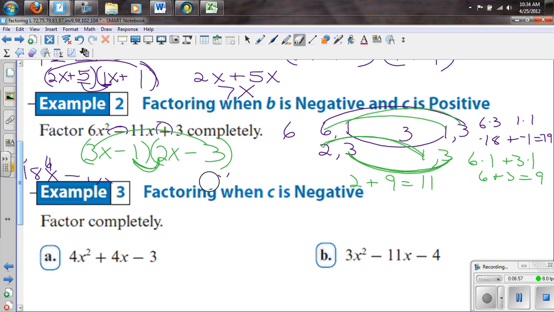There are many times when trial and error is the only method that works here. But if you can set up these factors and look at the different multiplications this way, sometimes it's easier. If not, all you can do is try the numbers in every form and see which one works. So the answer to this one is 3x minus 1 and 2x minus 3.